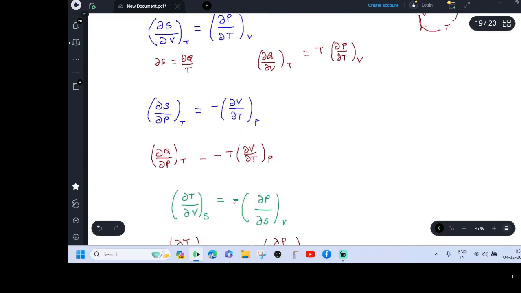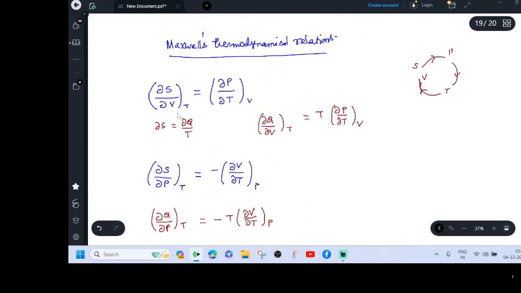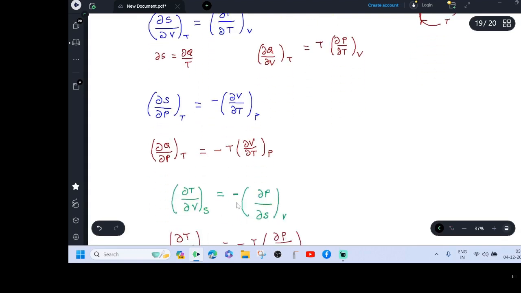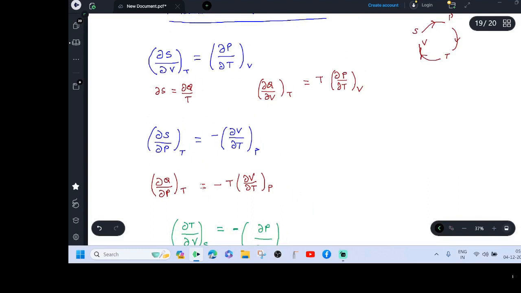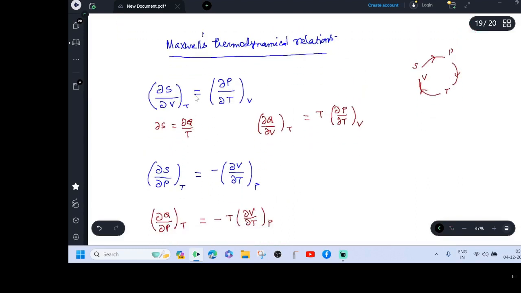See the first equation, SPTV in this order, so all are positive. In the next equation, we are maintaining anti-clockwise operation. See, this is the first equation, SPTV, so we are using positive. Here we are using anti-clockwise direction, so we have given negative.